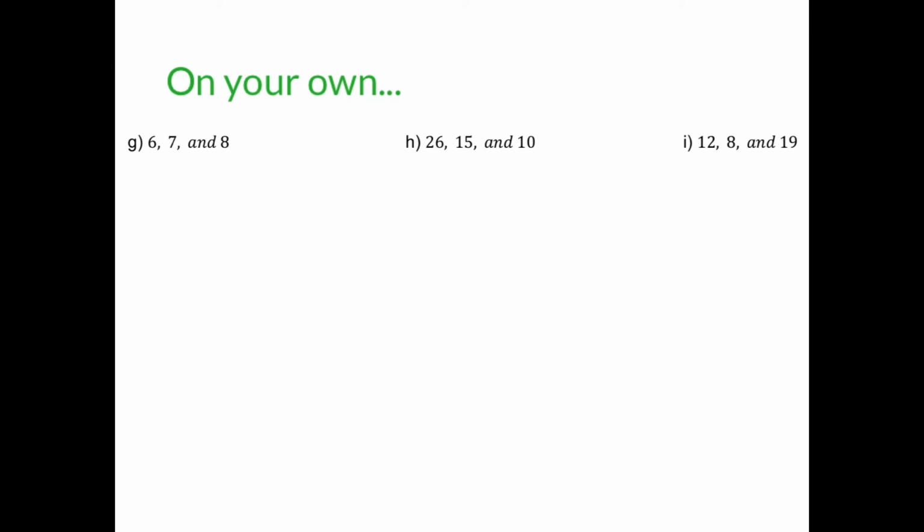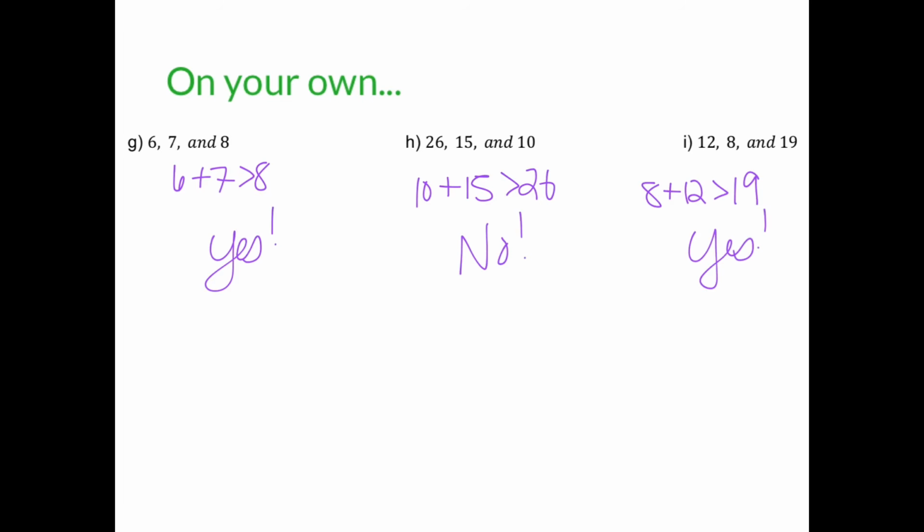So try these on your own. Feel free to test all three sums, but remember that all you really have to focus on is that the sum of the two smaller sides must be bigger than the third side. Checking your answers, the first and third one should be able to make triangles. The middle one, H, the 26, the 15, and the 10, cannot, because 10 plus 15 is only 25. It's not greater than 26.